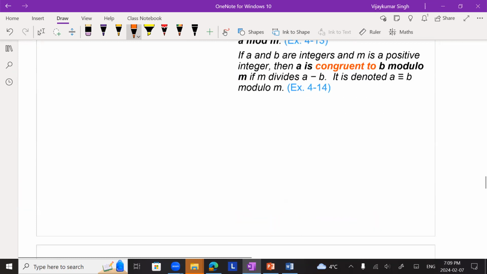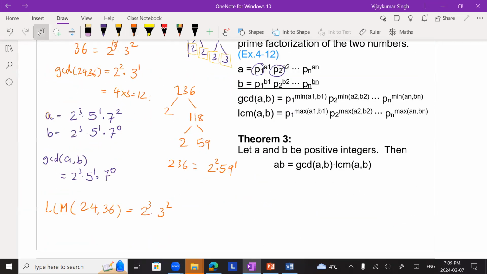Okay. Let's look at this example again with a bunch of powers here. A is 2 to the power 3, 5 to the power 1, 7 squared. B is 2 to the power 3, 5 to the power 1, 7 to the power 0. What is the LCM of these two? Again, we look for the highest power. What is the highest power of 2? 2 to the power 3. What is the highest power of 5? What is the highest power of 7? If the prime is missing, you write that prime, but with what power? 0.